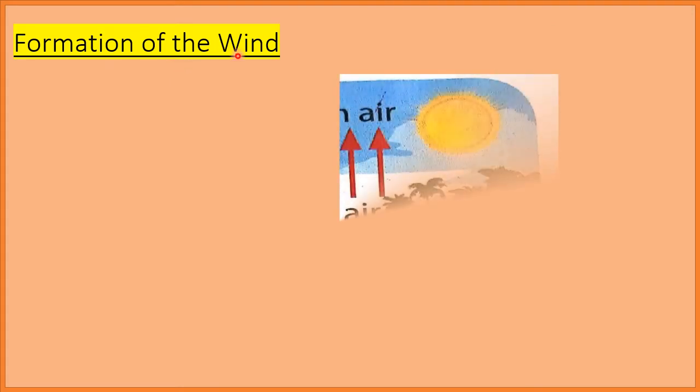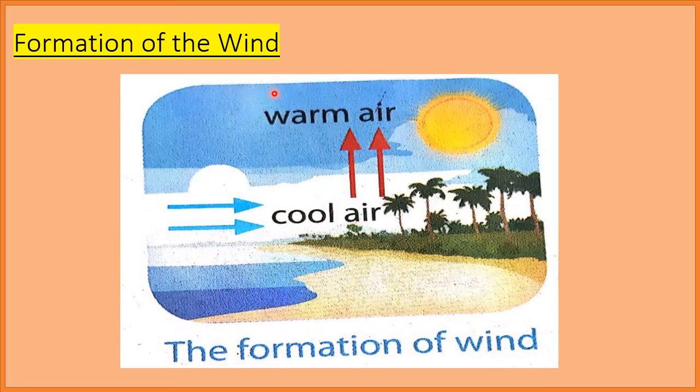Formation of the wind. When the sun shines, it heats up the land. The warm air rises up. Cool air from the surroundings rushes in to take the place of warm air. This movement of air is the wind.